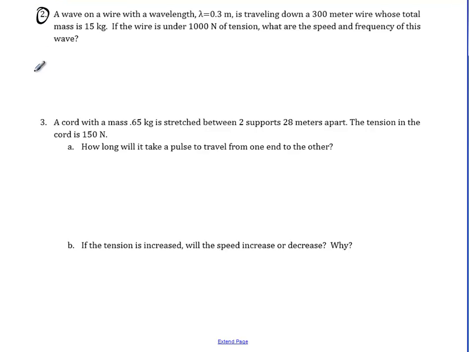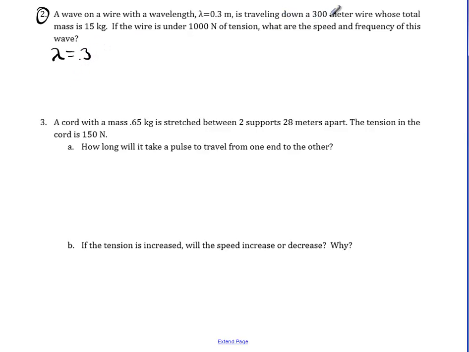Number 2 says a wave on a wire with a wavelength of 0.3 meters is traveling down a 300-meter wire whose total mass is 15 kilograms. So we got a little bit of information there that we need to separate out. Lambda is 0.3 meters. Lambda is wavelength, and of course, this is describing a wave.